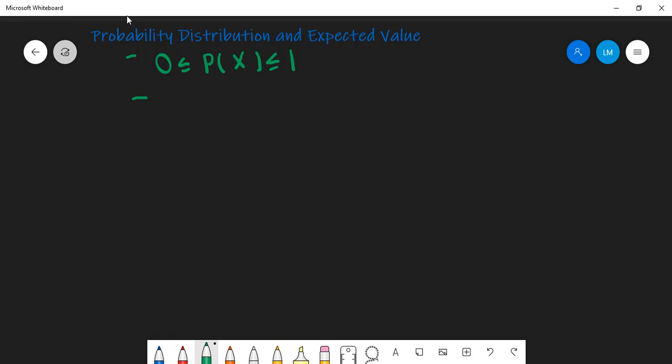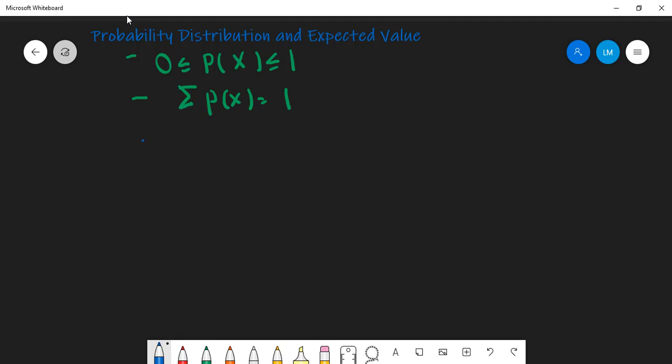So the other characteristic that we can look at for a probability distribution is that the sum of all of the probabilities must equal 1. So if a probability distribution table was given, and it did not add up to 1, then it does not represent a probability distribution.